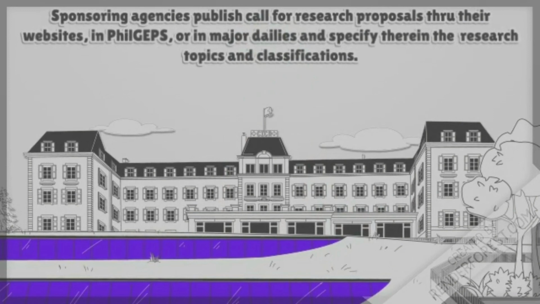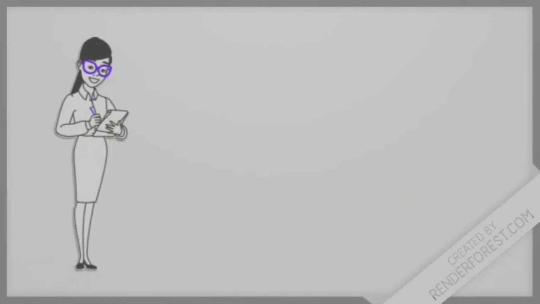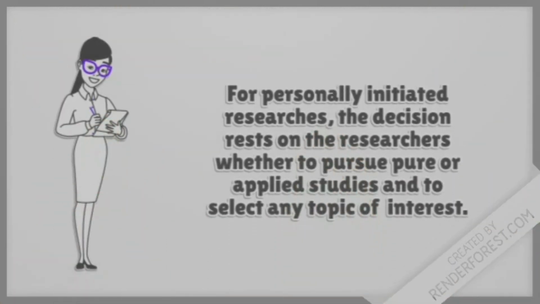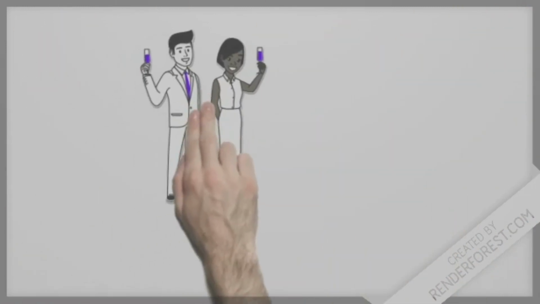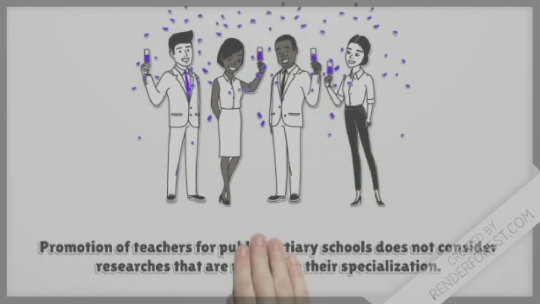Sponsoring agencies publish call for research proposals through their websites, in PhilGEPS or in major dailies, and specify therein the research topics and classifications. For personally initiated researches, the decisions rest on the researchers whether to pursue pure or applied studies and to select any topic of their interest. Promotion of teachers for public tertiary schools does not consider researches that are not within their specializations.